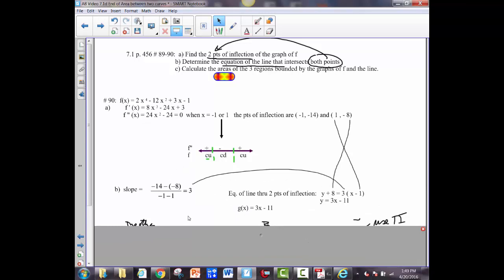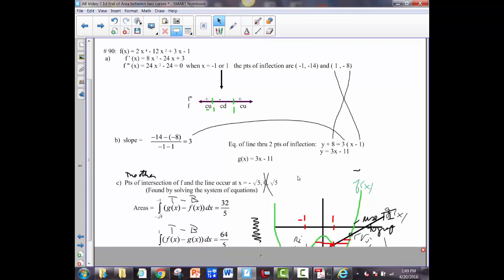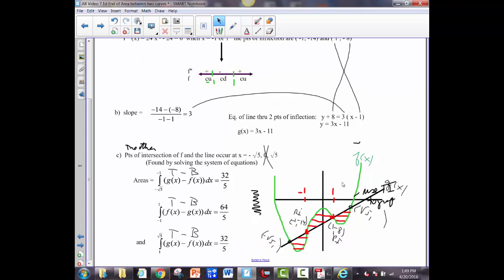So now you want to draw the line through those 2 points. You find the slope. There's the equation of the line. Okay, so we have y equals 3x minus 11 is the line that goes through those 2 points of inflection, these 2 red points right here.